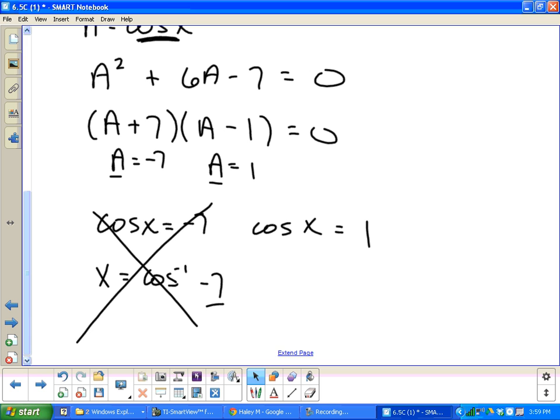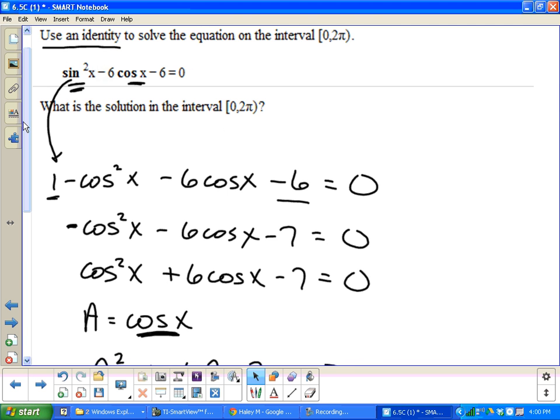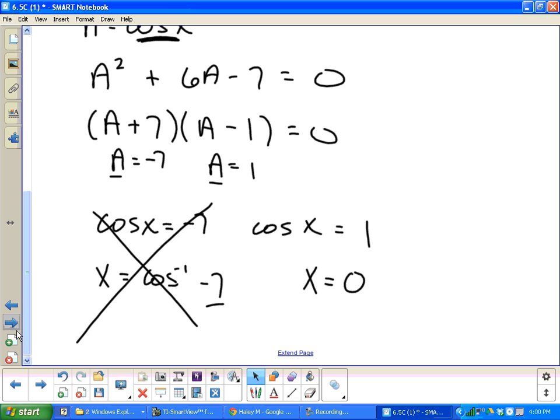Now, where is the cosine equal to 1? So on my unit circle, I can see that my cosine is 1 at 0. So it'll be at 0 and at 2 pi, but recall here that we're not including the 2 pi part. So my answer there would just be 0.